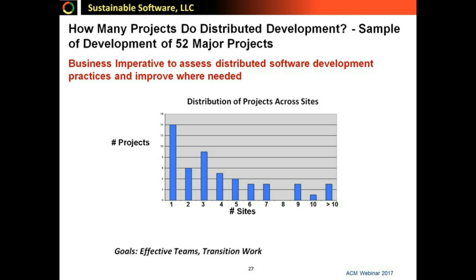And then if you move all the way to the right, counting 9, 10, and greater than 10, and adding those up, 7 of the 52 projects had developers at 9 or more sites. So this analysis really provided a strong motivation to improve our practices in distributed software development, and actually resulted in work programs for us and programs that were ultimately deployed within the company. So that's the first chart example.